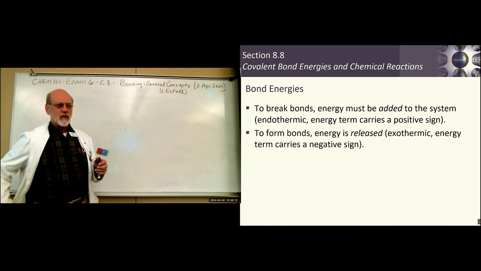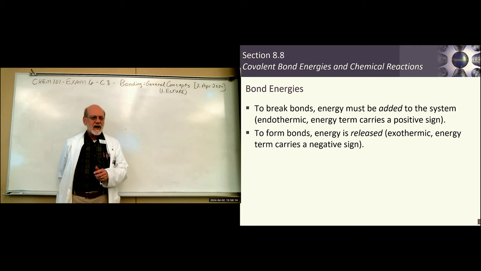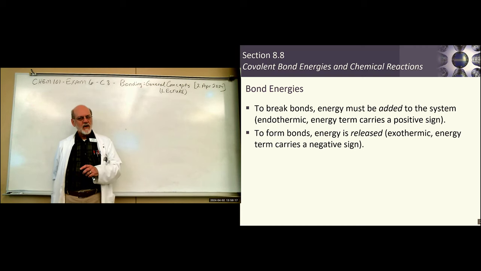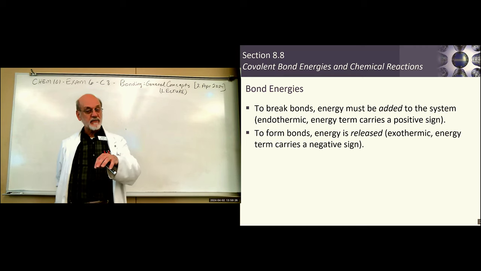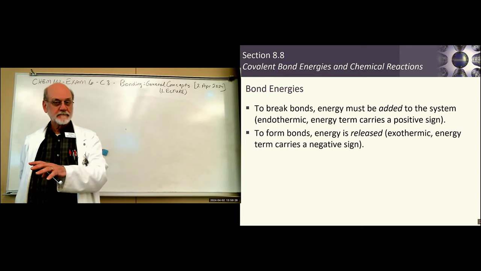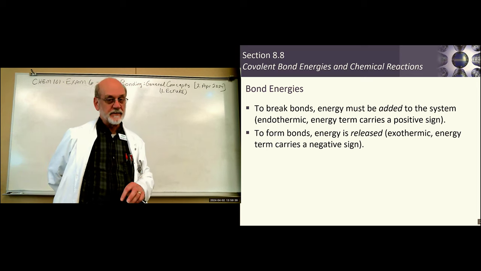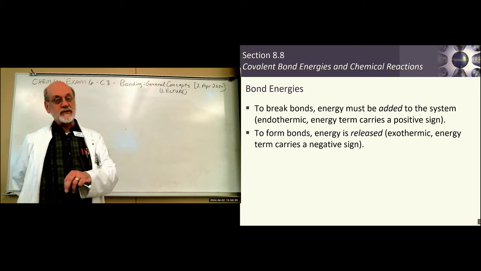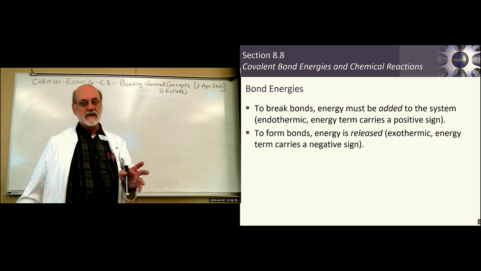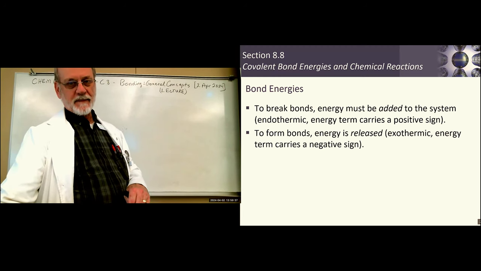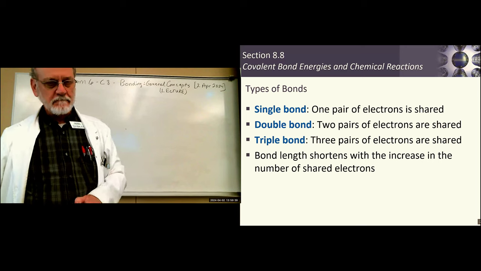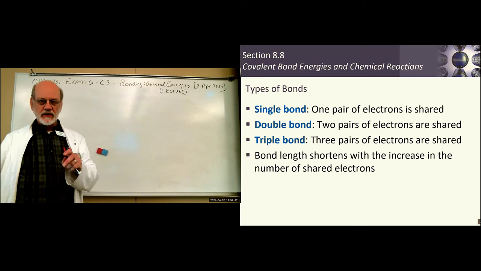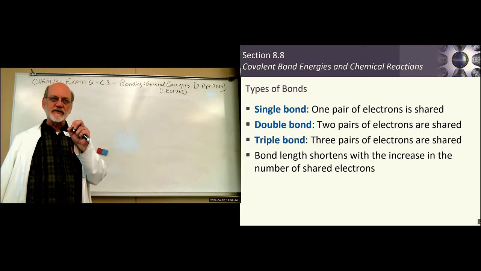All right, so when two atoms have formed a bond, they are theoretically at a lower energy state. So in order to break the bond, we have to add energy to it. So breaking the bond is an endothermic process. We have to add energy to the system. Forming bonds is an exothermic process. It releases energy, with the accompanying signs.